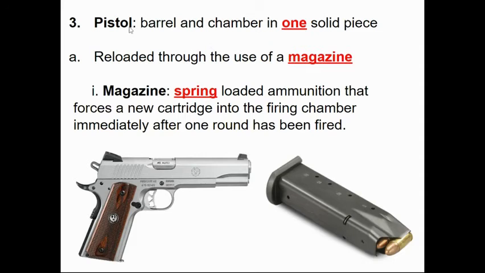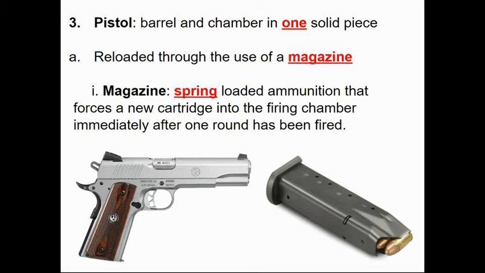A pistol has the barrel and a chamber as one solid piece, and is reloaded using something called a magazine, which we see here. Sometimes in movies we hear these things referred to as clips. Technically, that's not a clip. A clip is usually used to reload a magazine. A magazine is a device that contains a spring, and you load it with different amounts of ammunition. And based on the type of gun design, that could be just a few or several.